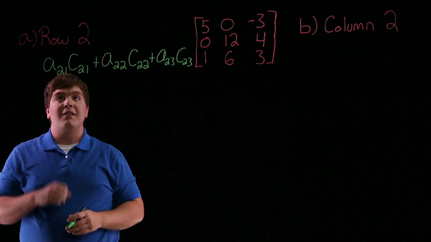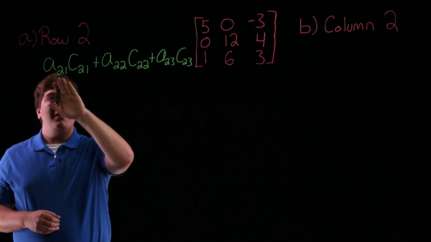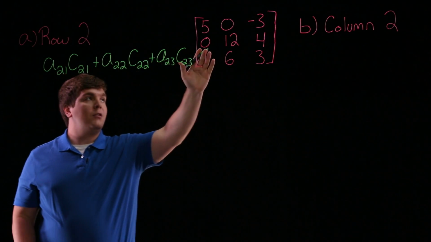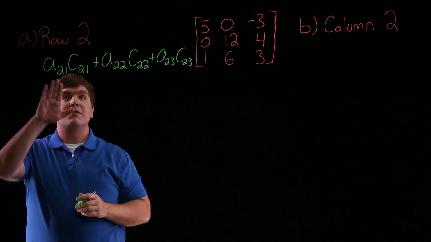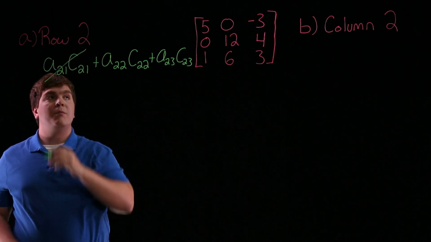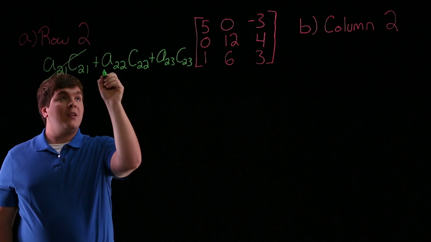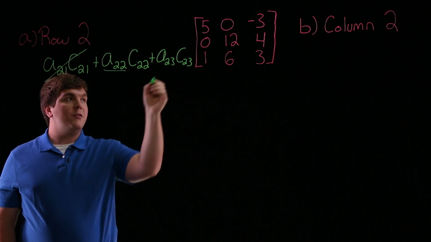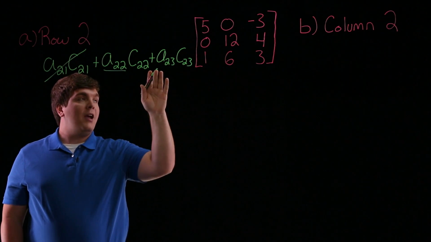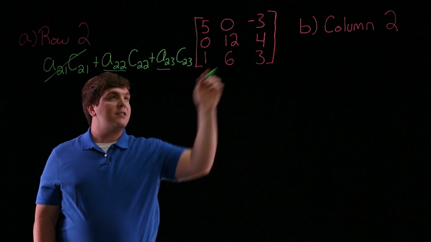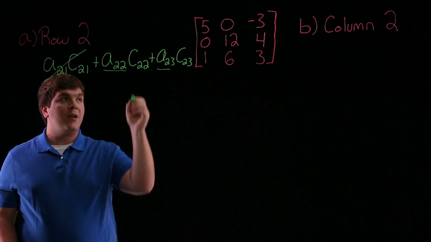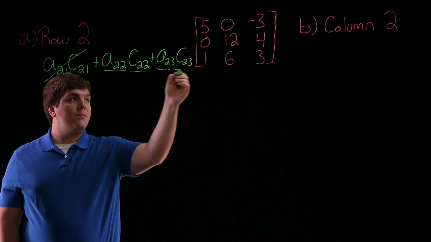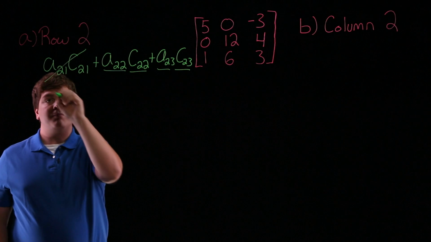So just by looking at this right here, we see that A21 correlates to this 0 here. So this whole term is 0, so we don't need to worry about it. And we already know what A22 is. It's 12. And what A23 is, it's 4. So our goal here is to find C22 and C23.